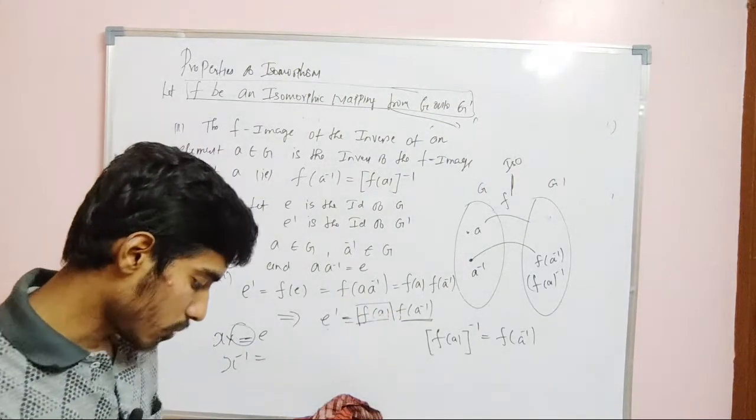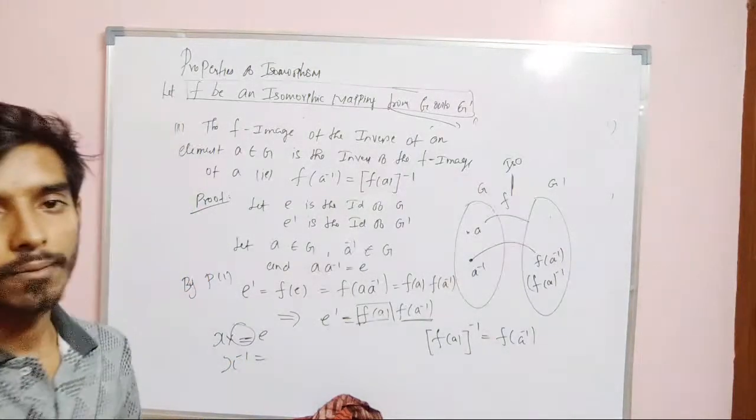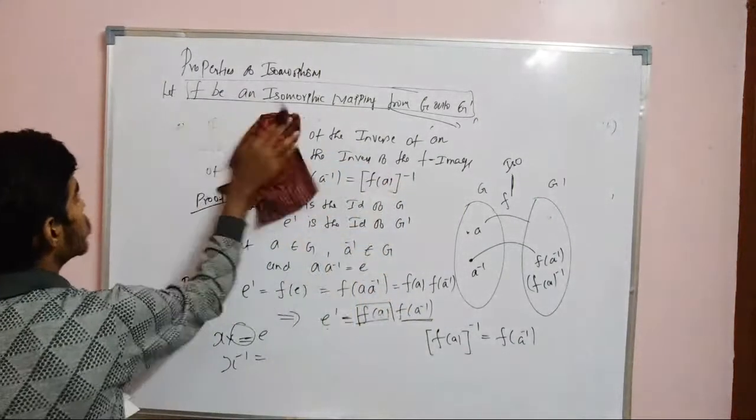So we'll move on to the third property. The first property is it preserves the identity element, and the second is it also preserves inverse. So the third property.